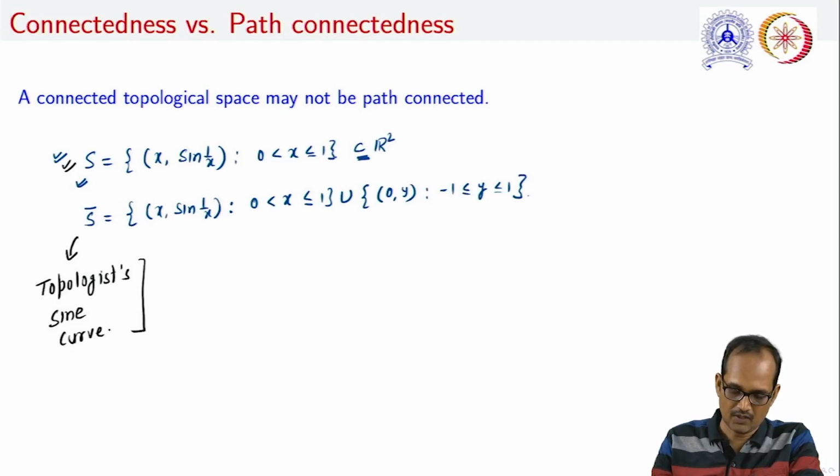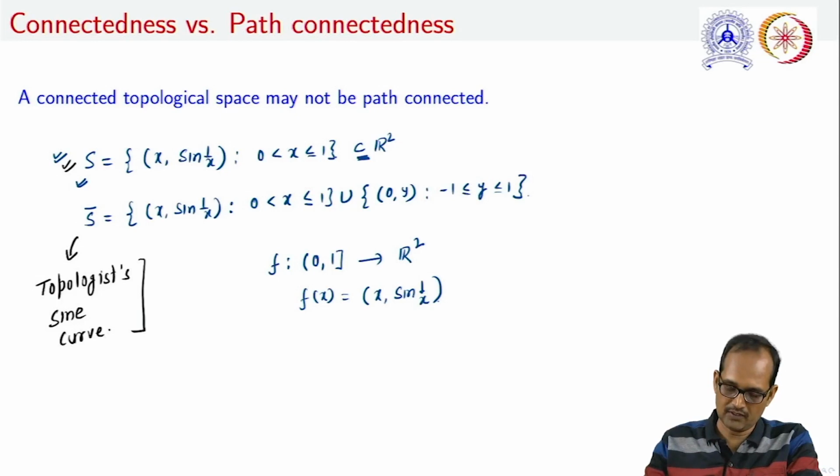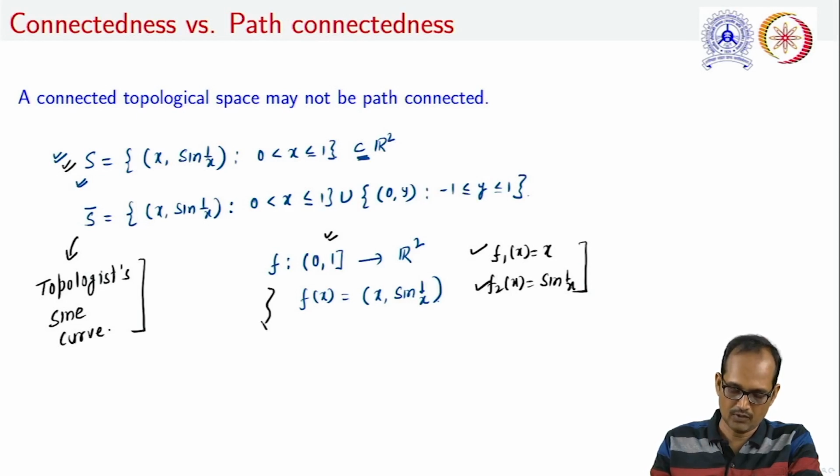In order to justify the connectedness of S, let us define a function f from the semi-open interval (0, 1] to R2, defined by f(x) = (x, sin(1/x)). Note that if we take f1(x) = x and f2(x) = sin(1/x) on this domain, then both functions are continuous. Therefore, f is continuous too.